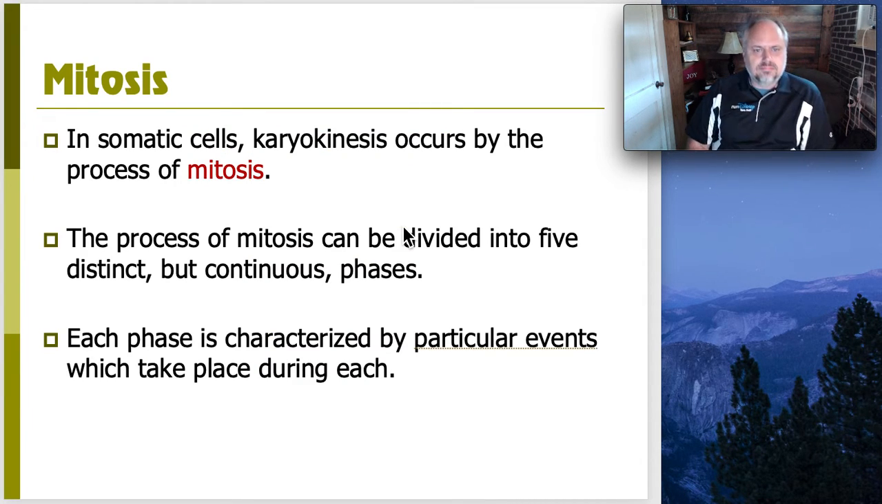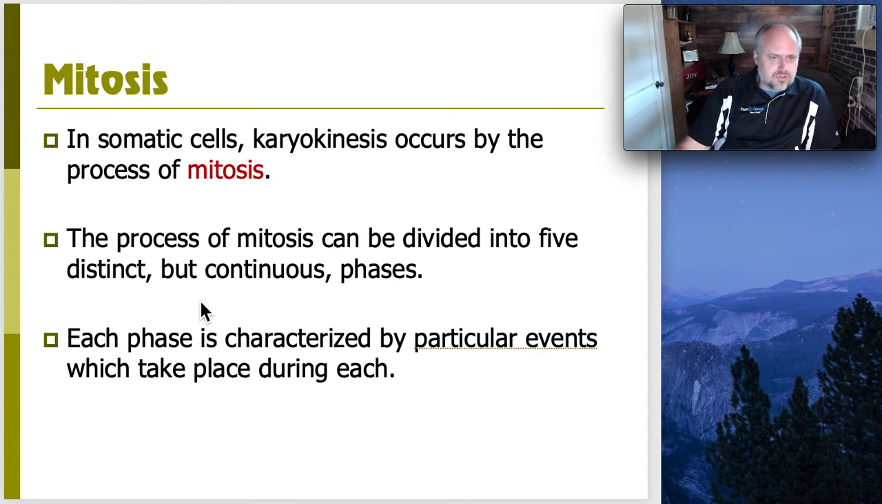So remember that karyokinesis can actually happen by two main methods: mitosis and meiosis. Mitosis is the mechanism by which we will create daughter cells that are genetically identical to the mother cell, and this would be the process by which an embryo is going to grow from a zygote over time, and of course on into an adult organism like us.